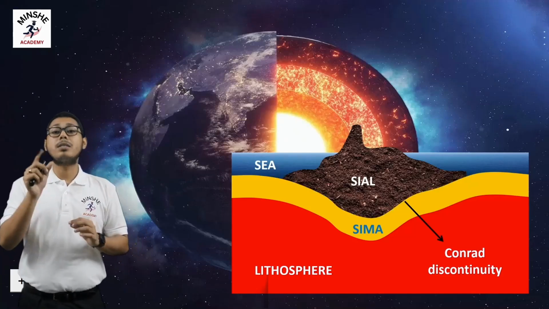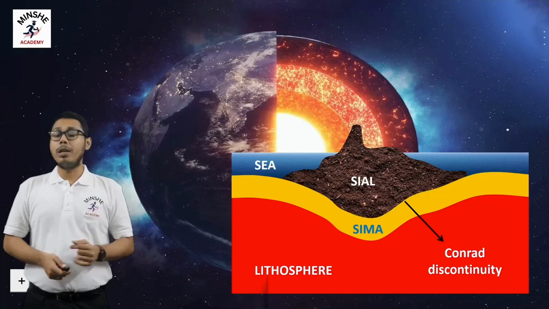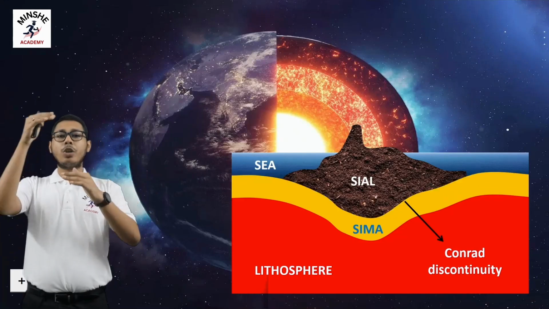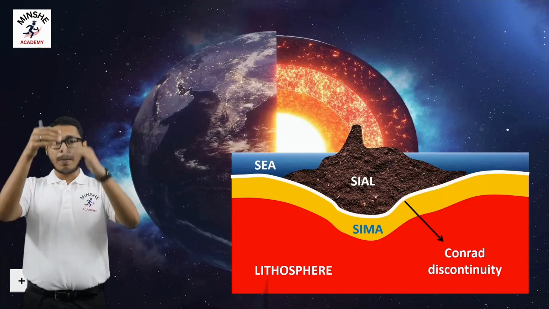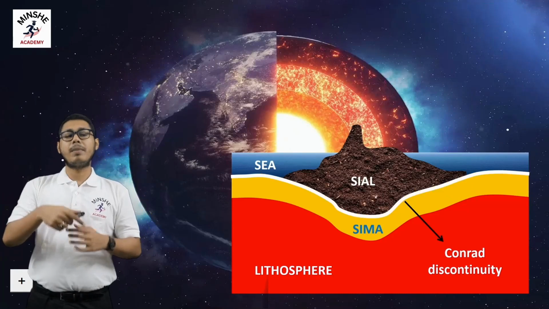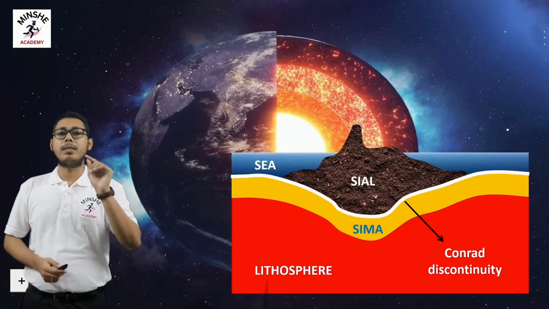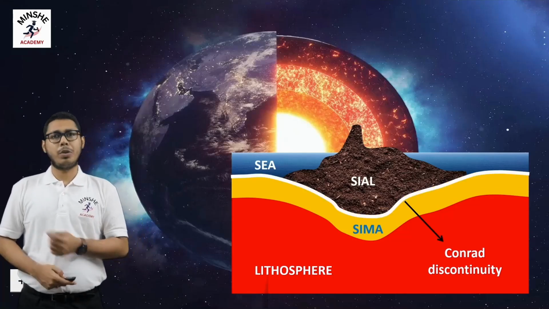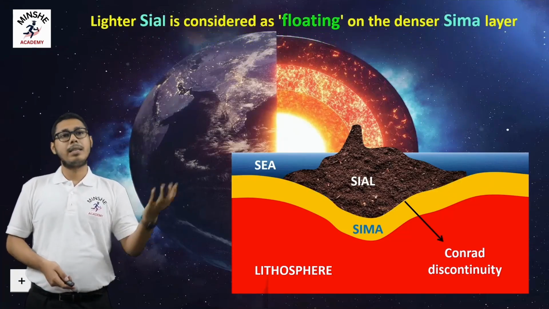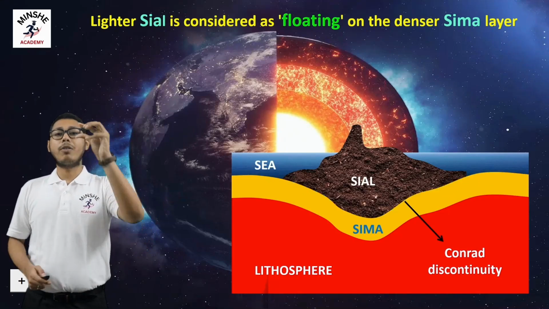So, wherever there is a discontinuity, here you can see the name Conrad discontinuity. Various types of discontinuities you are going to learn here, right? These discontinuities are the areas which show a sharp contrast between the layer above and the layer beneath. Because the Sial and the Sima layers have their own distinct chemical compositions, between them passes a discontinuity known as the Conrad discontinuity. And as I have already mentioned, the lighter Sial, which is of less density, is floating on the denser Sima, right? So Sial, Sima we are done with. That is the part of the crust.